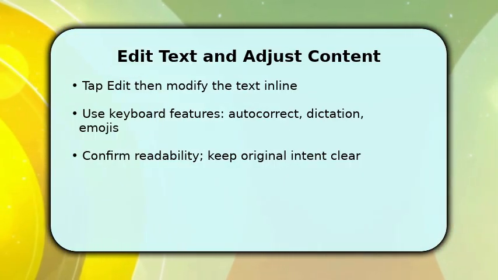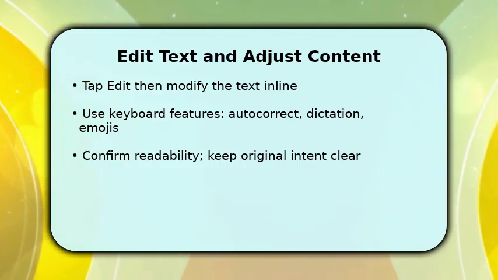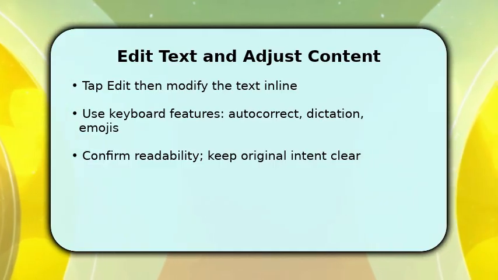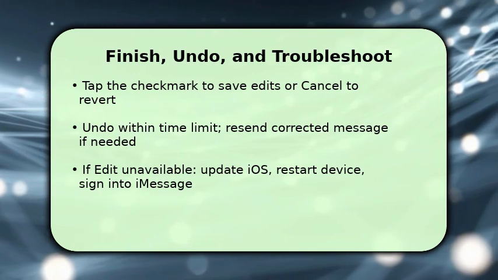Once satisfied, tap the checkmark to save the edit. This updates the message and records an edited label so recipients know it. Complete the edit by tapping the checkmark. The chat shows the updated text and an edited marker.